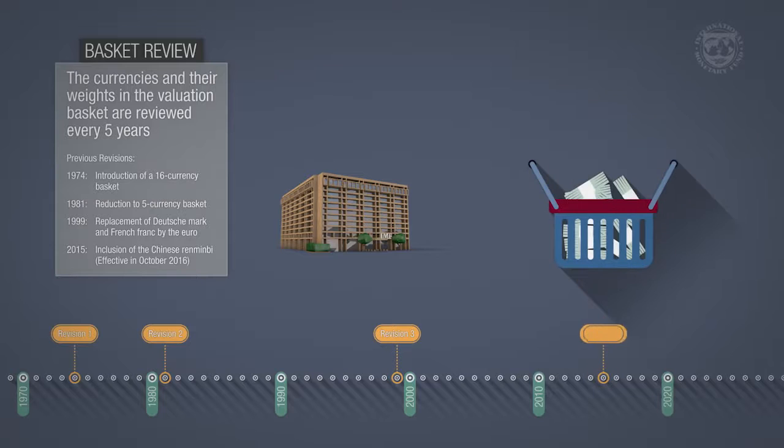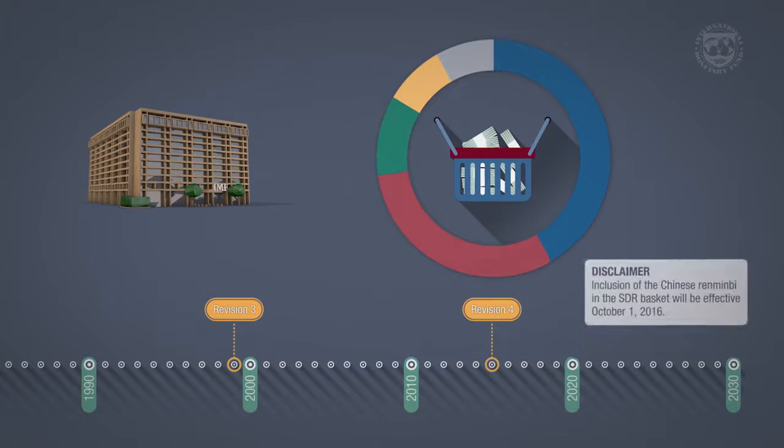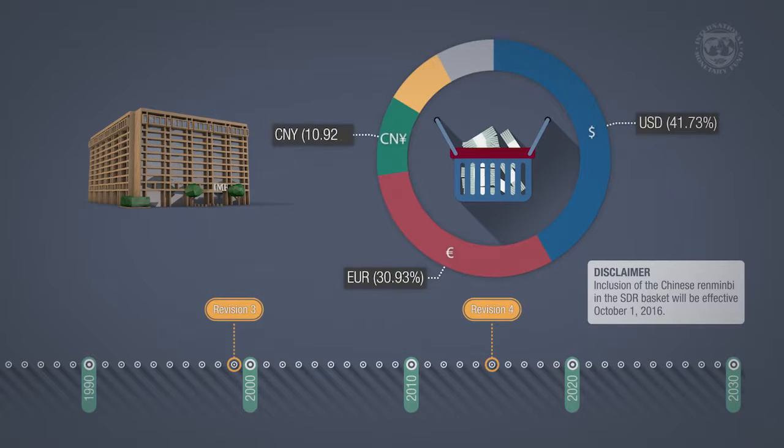In its most recent review in 2015, the board expanded the basket to include a fifth currency, the Chinese Renminbi. The basket will now include the US dollar, euro, Chinese Renminbi, Japanese yen, and pound sterling.